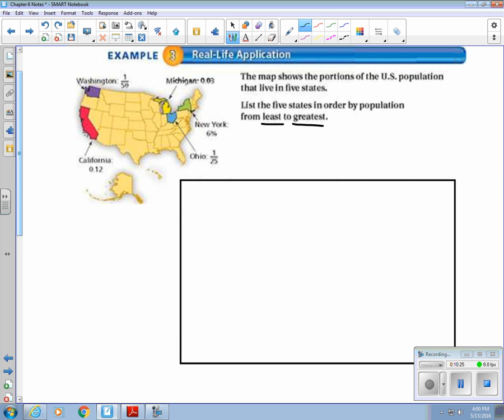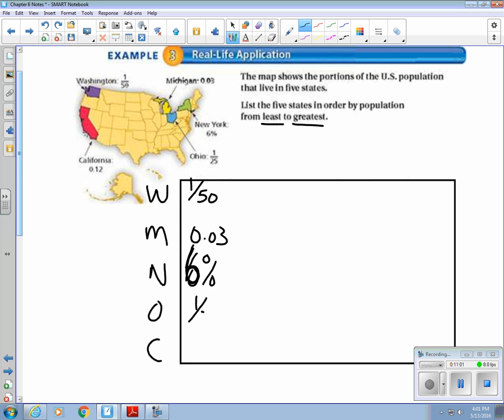So the first thing I'm going to do is organize my work here. I have 5 states, so I'm going to use an abbreviation to list them. I have Washington, Michigan, New York, Ohio, and California. And I'm going to write down the number that represents each of these states. So Washington was 1/50th. Michigan was 0.03. New York is 6%. Ohio is 1/25th. And California was 0.12.